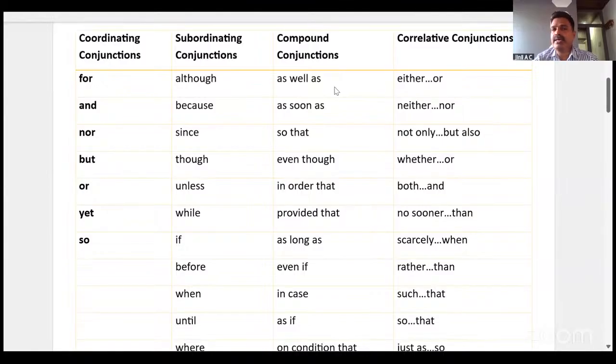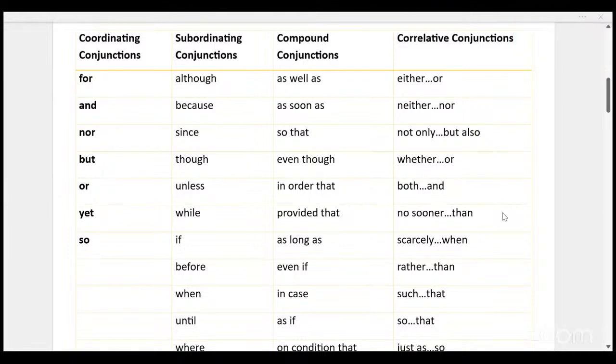So you can see as well as. As well as is a conjunction with three words. So it's a compound conjunction. As soon as, there are three words. So that, there are two words. Even though, two words. In order that, three words. Provided that. You can see there are more than one word in all those conjunctions. So that's why they are all called compound conjunctions. Then what is the last one, the last category?